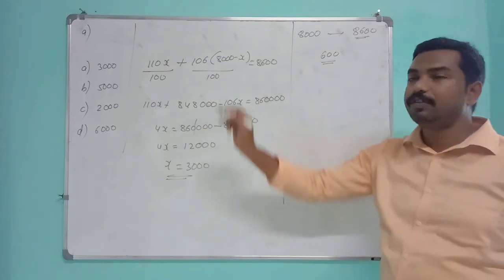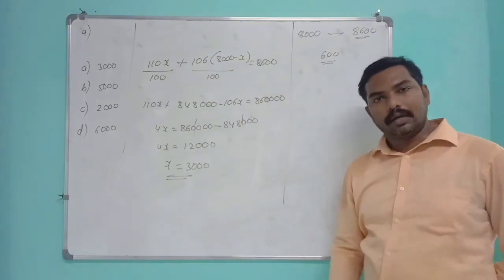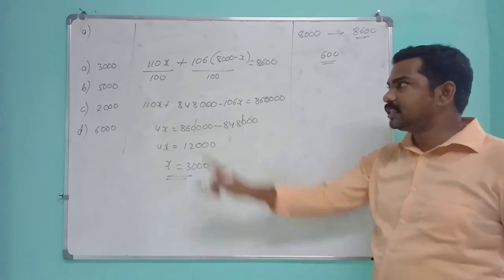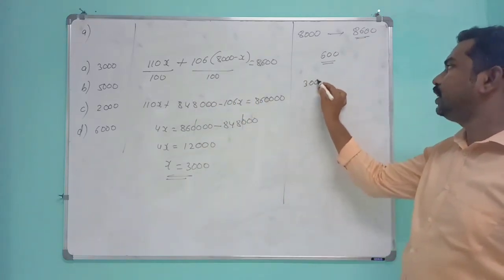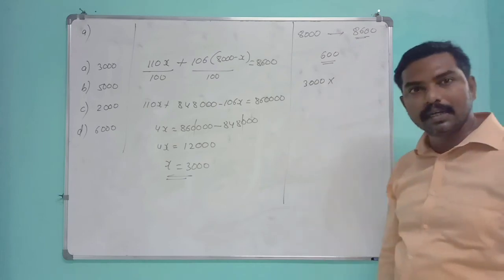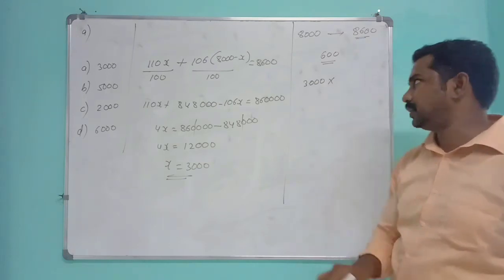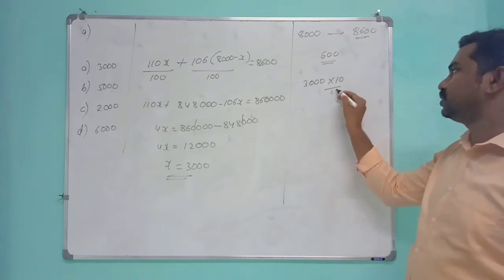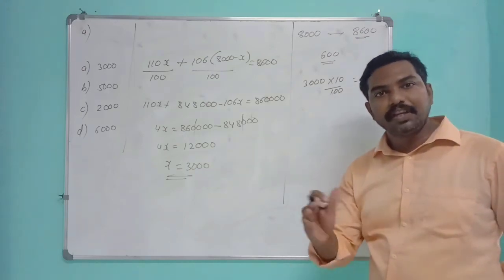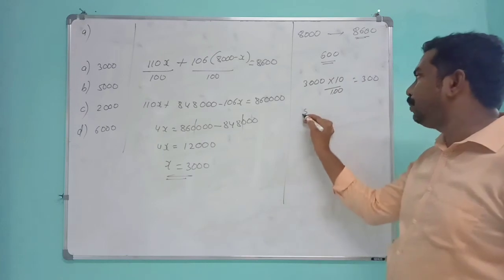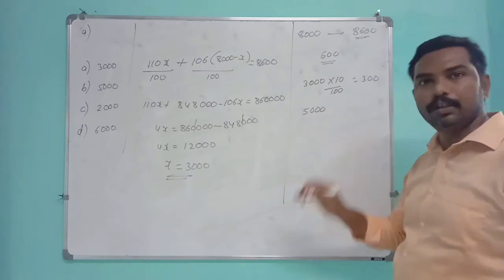Now let us consider the female population as 3,000. Take only one option, and consider 3,000 as the female population. How much percentage is the female population increasing? 10%. What is 10% of 3,000? That is nothing but 300. If you take away 3,000 from 8,000, the remaining men are 5,000.